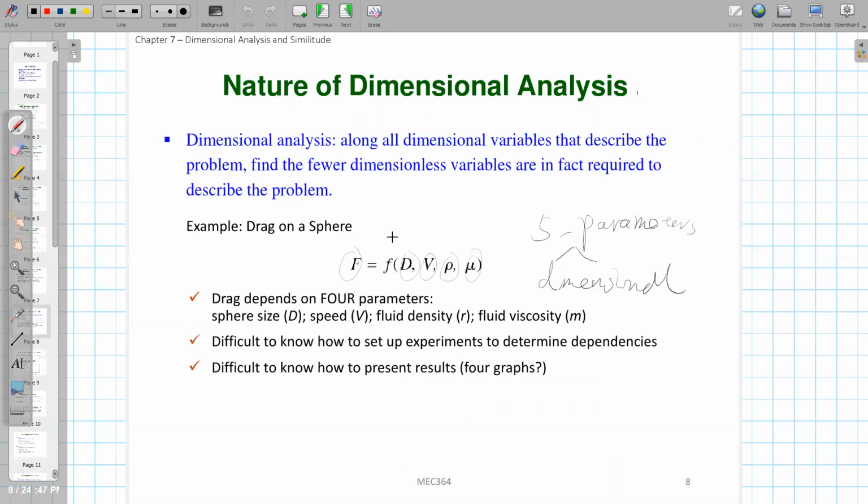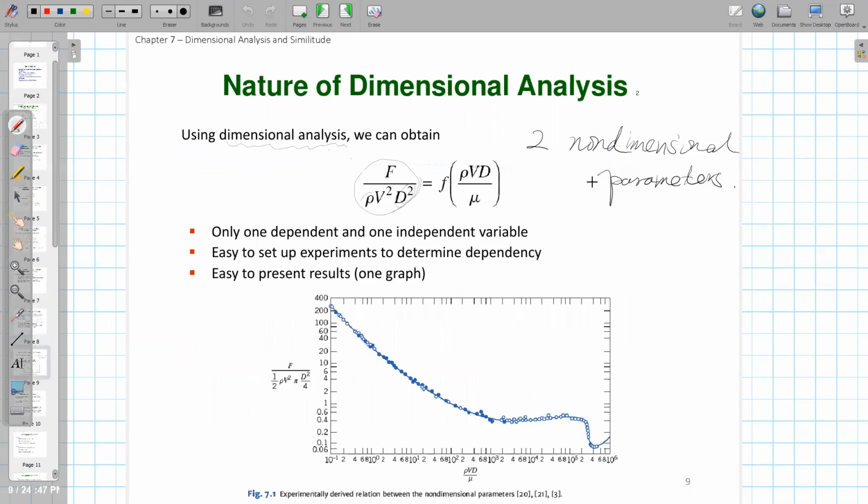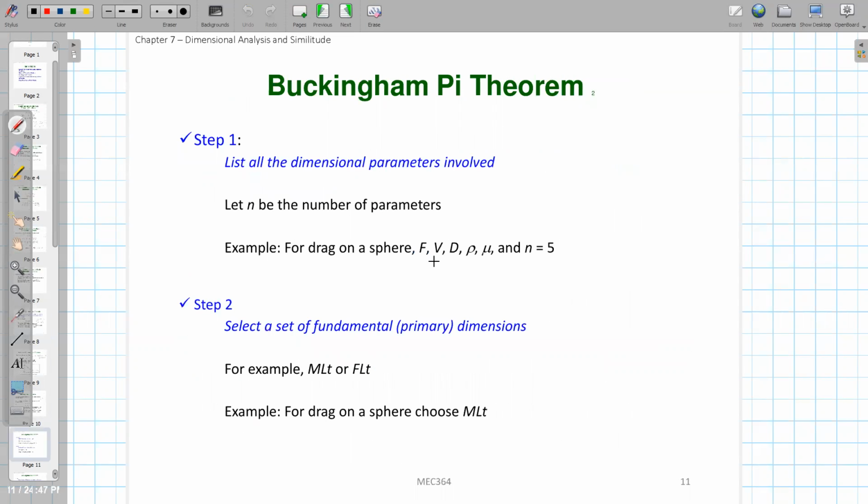Remember that we mentioned 1, 2, 3, 4, 5, right? You have 5 dimensional parameters. So this is the force, drag force, velocity, diameter, density, viscosity. So you have 5 dimensional parameters. So this is step 1. Just list it. n equal to 5.